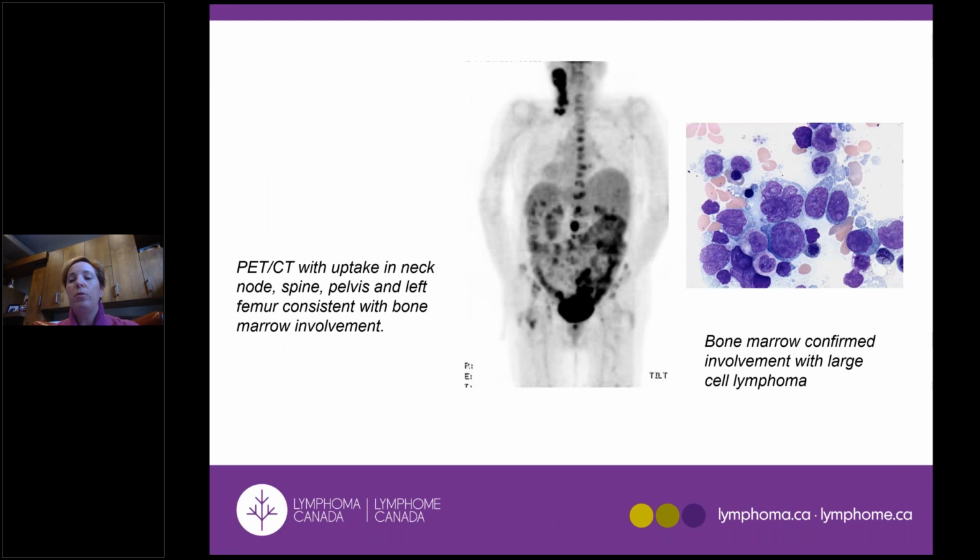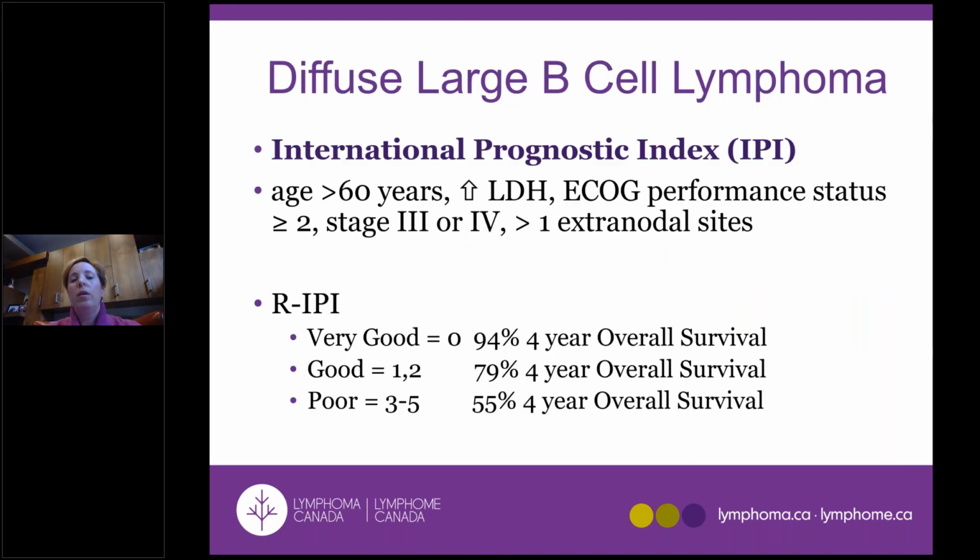This is an example of what a PET scan looks like. And in this patient, you can see in the neck, there is abnormal uptake, as well as throughout the spine. And so it's showing bony involvement in the femur and in the pelvis. And this patient had a bone marrow test that confirmed that they had lymphoma in their marrow.